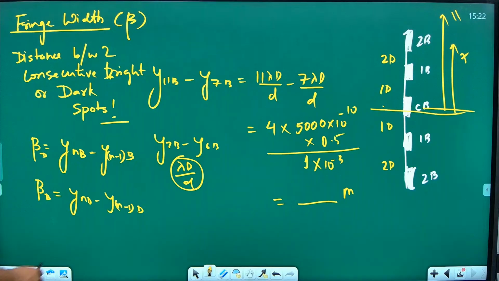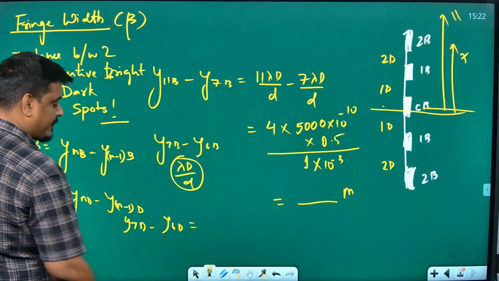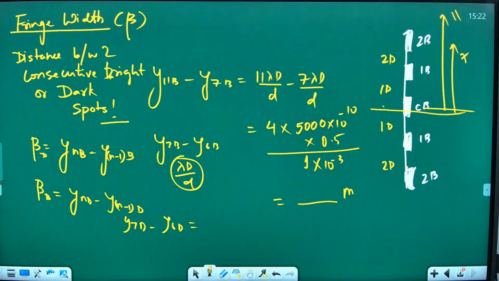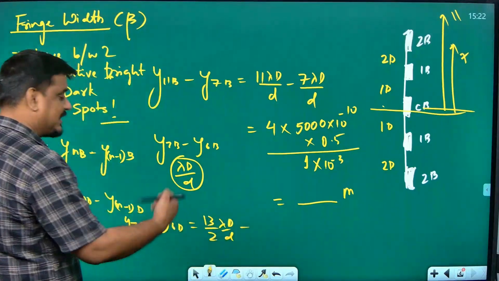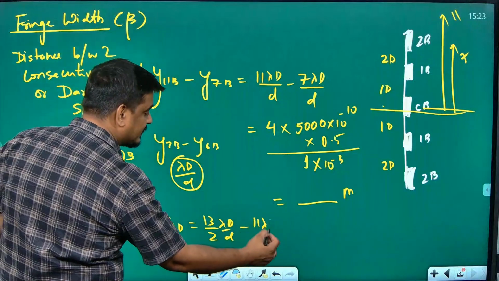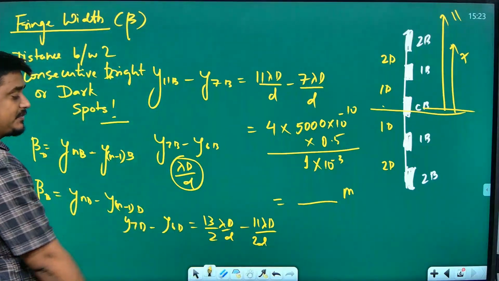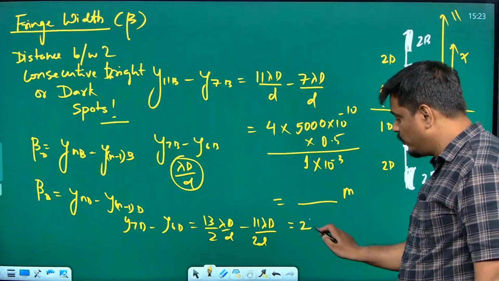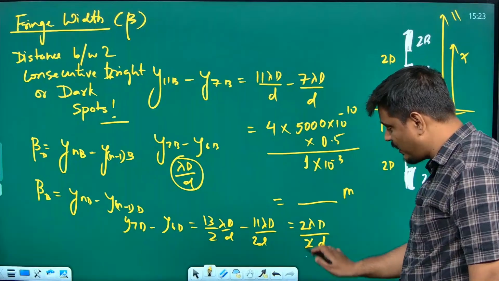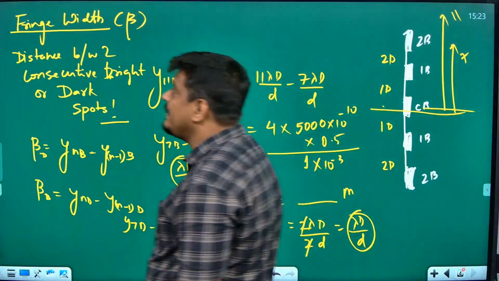Are you getting a point? Suppose I am doing y7 dark minus y6 dark. What is the answer you are going to get? For 7 you will get (2n minus 1) by 2, so 14 minus 1, that is 13 by 2 lambda D by d. For 6 it will become 12 minus 1, 11 by 2 lambda D by d. What is 13 minus 11? It is 2, so it becomes 2 lambda D by 2d. The 2 gets cancelled. How much are you going to get? Lambda D by d.